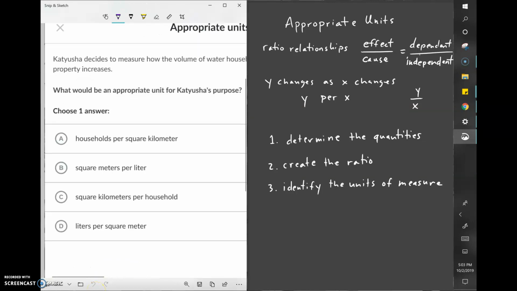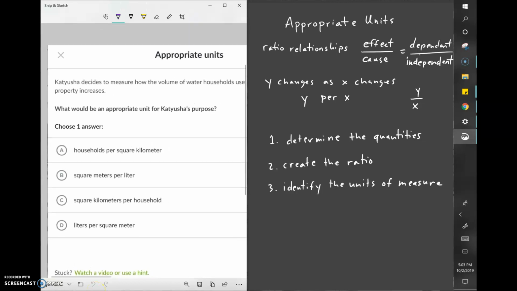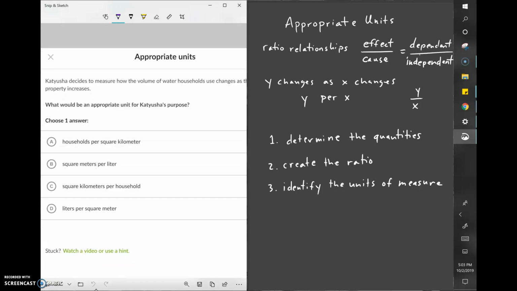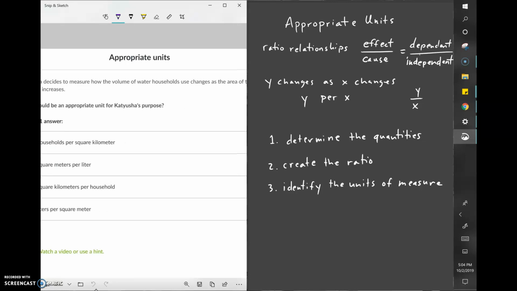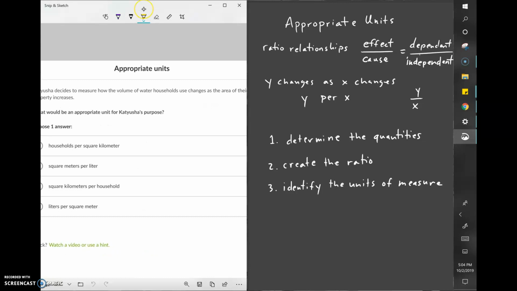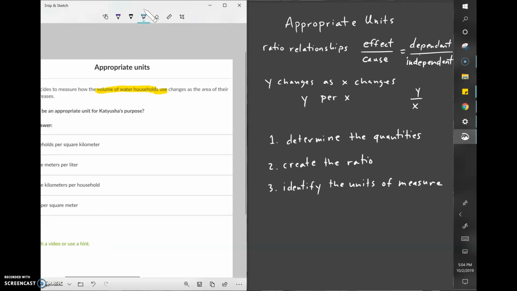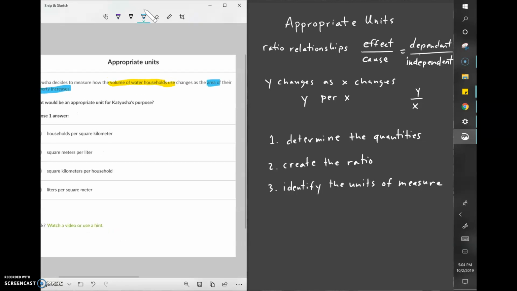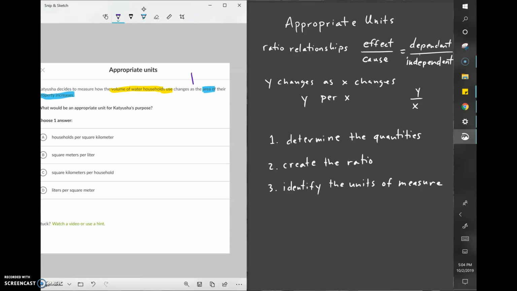All right, so I'm gonna go ahead and try to see if we can go a little bit quicker. These can take a long time. Katusha decides to measure how the volume of water households use changes as the area of their property increases. So let's go ahead and identify the two quantities. We got volume of water households use, and the second quantity is the area of their property. Okay, and the key word here is "as."